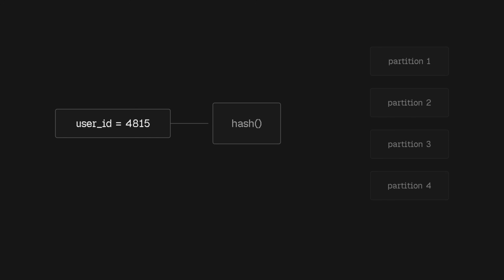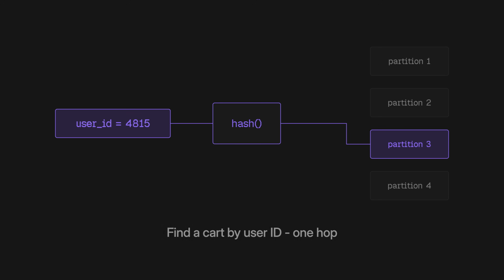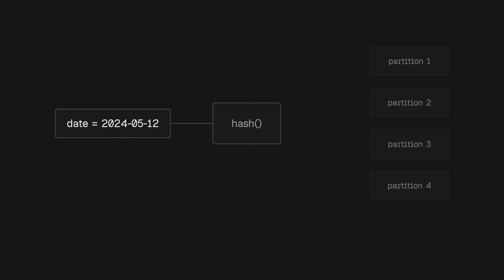It is also why you have to know your access patterns up front. If you want to find carts by date instead of by user ID, the hash gives you nothing, and you need a separate index.